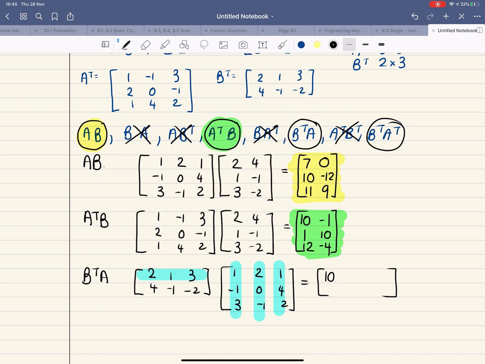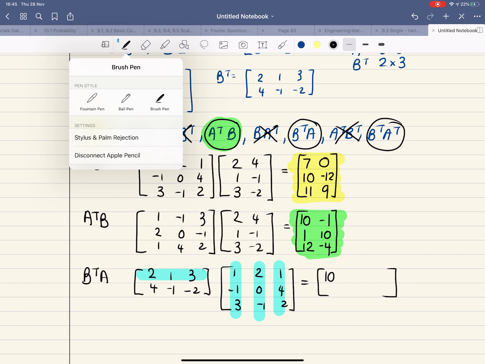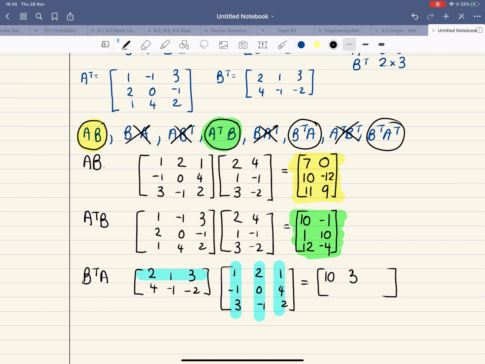4 plus nothing minus 1 is 3. Oh, I've done that wrong. Let's do this again. So 4 plus nothing is 4, minus 3 is 1. And then the next one is 2 times 1 is 2, plus 4 is 6, plus another 6 is 12.